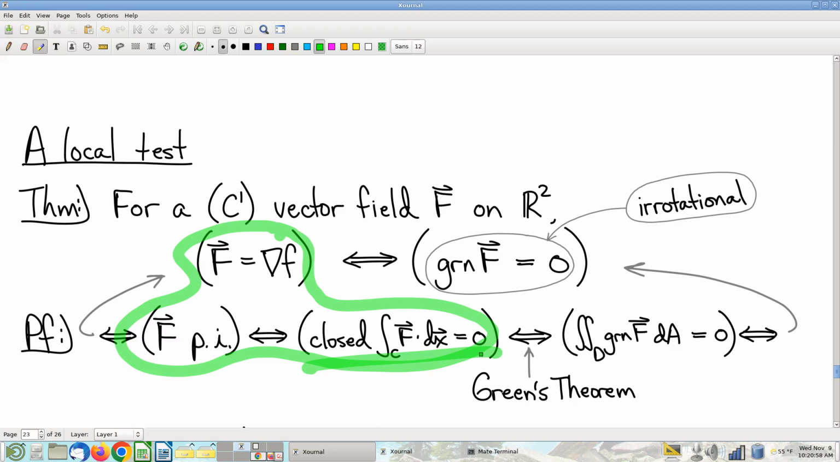That's not what this class is about, so I'm going to sweep all that under the rug. For sufficiently nice vector fields, being a gradient is the same as being path independent, which is the same as saying that all your closed line integrals are zero. These are all the same concept that we discussed last time.